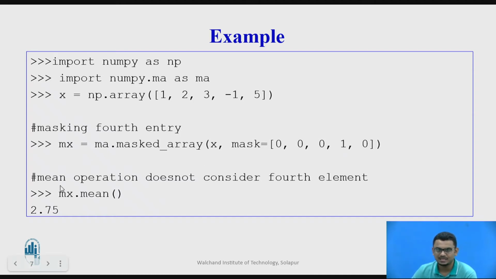Here the mean operation does not consider the fourth element. So when I operate mx.mean, it will take the mean of the 4 elements, that is 1, 2, 3 and 5, and will not consider -1. The output 2.75 is the mean of the elements 1, 2, 3 and 5. This is how masking happens and how the masked array module is used. Let us look at a few more examples of the routines available in the MA module.